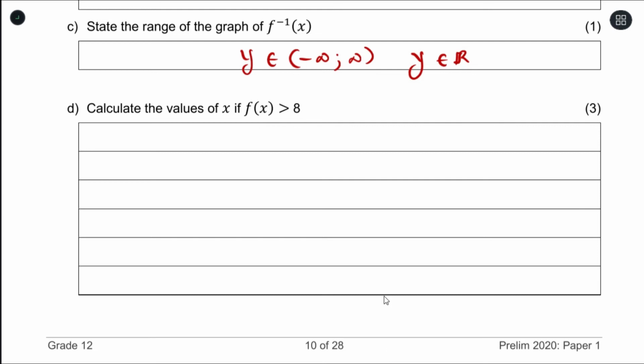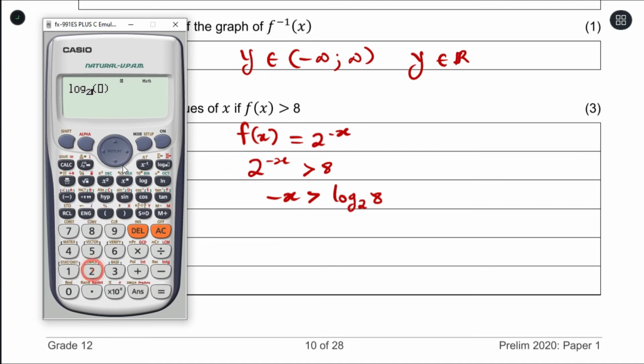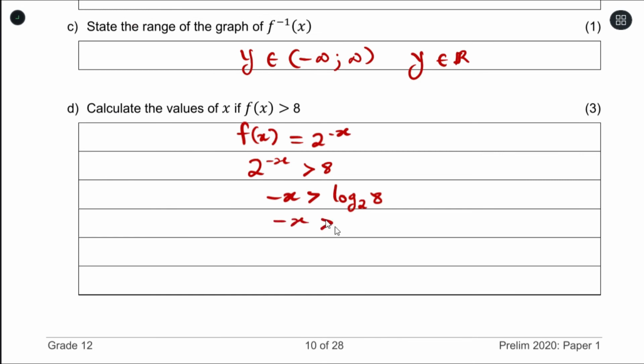Now D says calculate the value of x if f of x is greater than 8. Now the question tells us that f of x equals 2 to the negative x. So replacing f of x with 2 to the negative x, we can say that that is greater than 8. Then simplifying this, we have to use logs: negative x is greater than the log of 8 to base 2. Okay. So now substituting this in our calculator, the log of 8 to base 2 gives you 3. So we know that negative x is greater than 3. But since we want x, because that's what the question asks, the values of x, not negative x, we can say x is less than negative 3. That would be your answer.